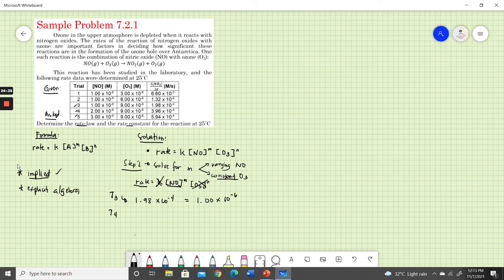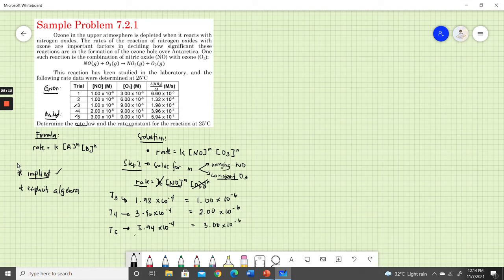And then for trial 4, mapapansin mo, yung rate mo is 3.96 times 10 raised to negative 4, equals the molar concentration ng NO mo, which is 2.00 times 10 raised to negative 6. As for trial 5, mapapansin mo yung rate mo is 5.94 times 10 raised to negative 4, equals 3.00 times 10 raised to negative 6.